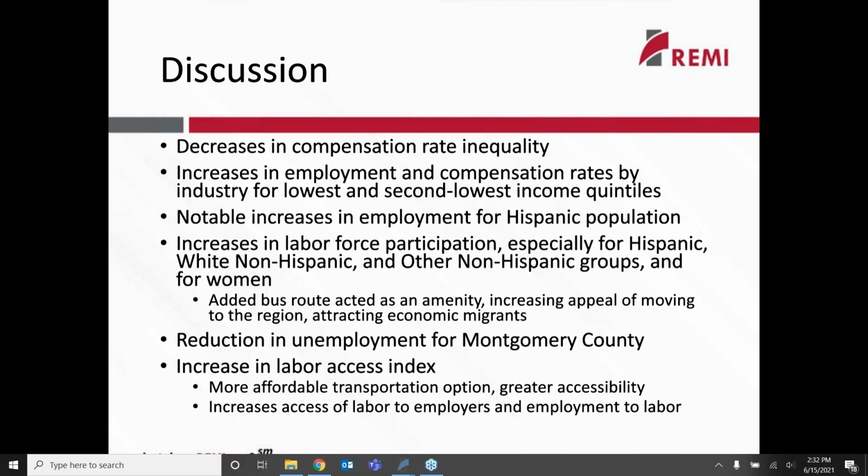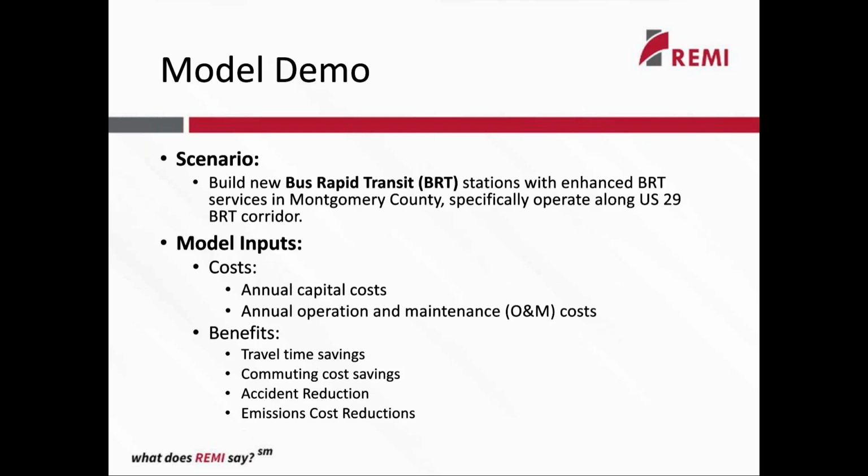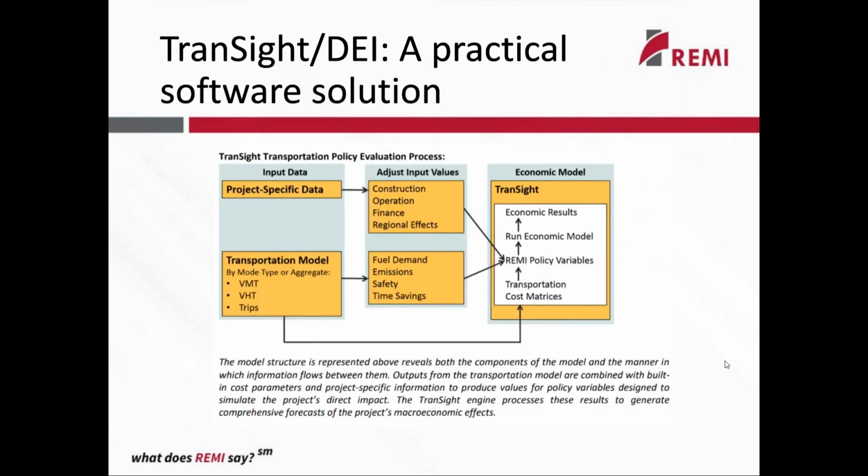Just to go back so that we can remember the demographic makeup of this particular quarter, this can kind of help explain some of it. We can see how this diverse suburban area was already 65% minority, 32% foreign born, 30% lower income, and don't have vehicles available, that this population really, in those results, we saw that the benefits were going to them, as was intended by this type of policy scenario.